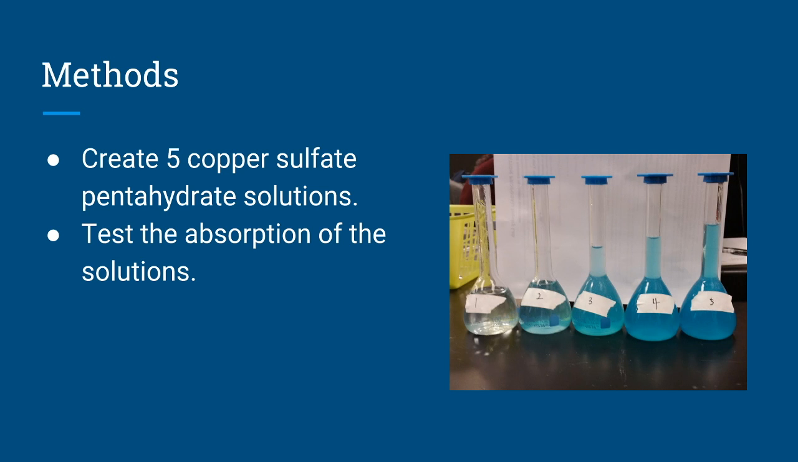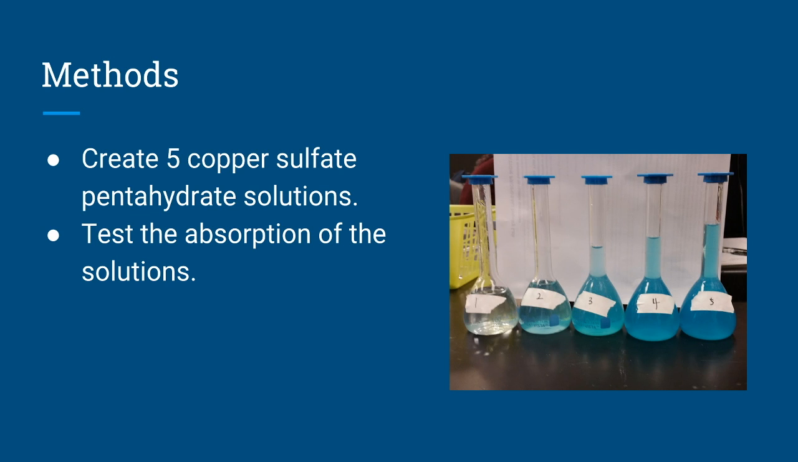Then fill up the volumetric flask to the 100 milliliter mark. After all of the solutions have been made, fill a test tube with just distilled water and place it in the spectral photometer to zero it. Once you have zeroed the spectral photometer, dump the water out.